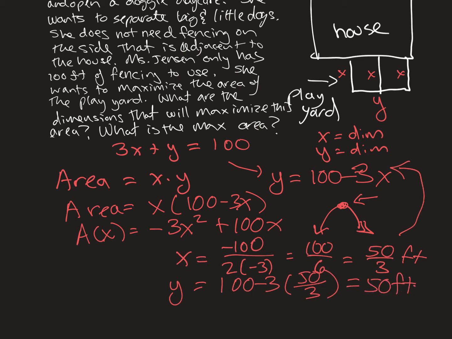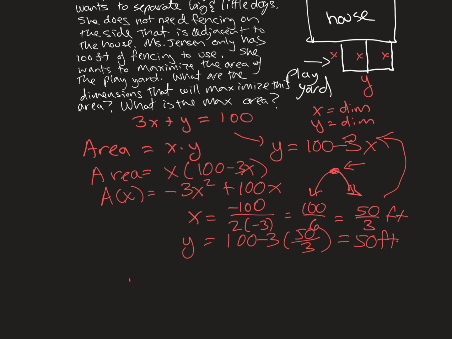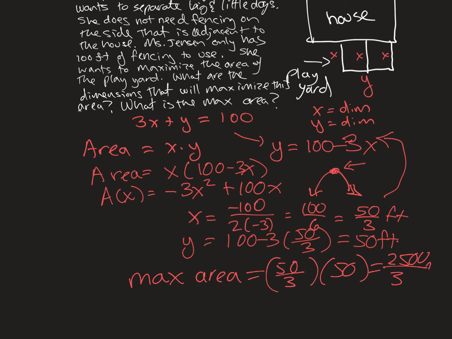Now, there's two ways you could find the max area. I could plug 50/3 back in for x into the A of x equation I have here, but I actually think it's much easier, now that I have the two dimensions, to just multiply them together. So the max area is going to be 50 over 3 feet times 50 feet, which is going to be 2,500 over 3 feet squared. So that's your typical max-min problem involving quadratics with a constraint equation.